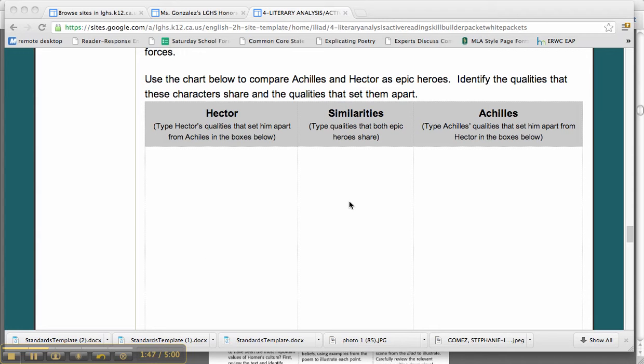Let's go all the way to the right-hand column. You do the same thing for Achilles that you did over here, except you write the traits or qualities that set Achilles apart from Hector, that Hector and Achilles do not have in common. Again, we're looking at 3 to 4 bullets here, and you just have to do phrases. You don't have to write in complete sentences. Remember, this is just a chart.